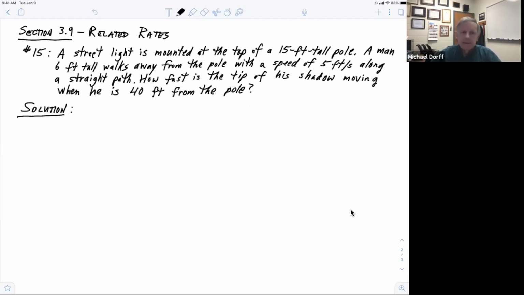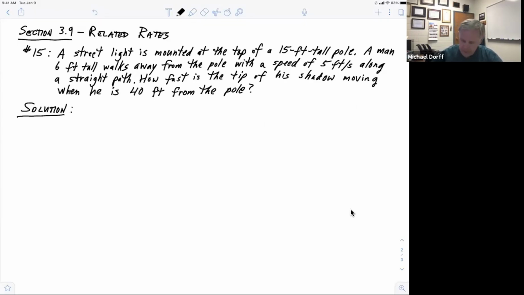We're looking at the solutions to some of the related rate problems from section 3.9. Here's problem number 15. A street light is mounted on top of a 15-foot tall pole. A man 6 feet tall walks away from the pole with a speed of 5 feet per second along a straight path. How fast is the tip of his shadow moving when he is 40 feet from the pole?